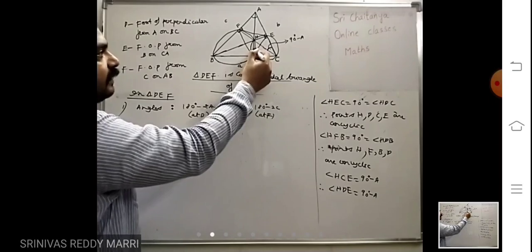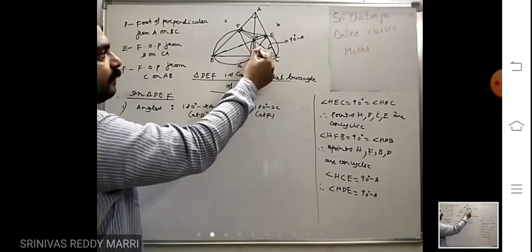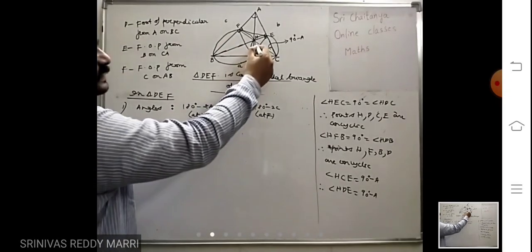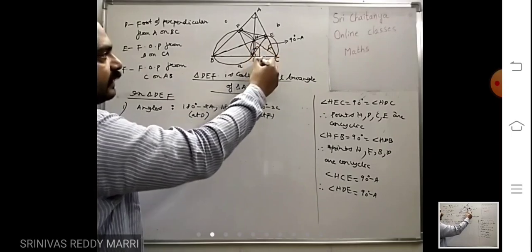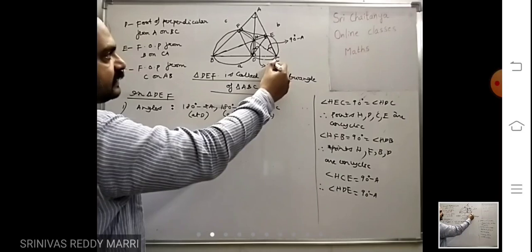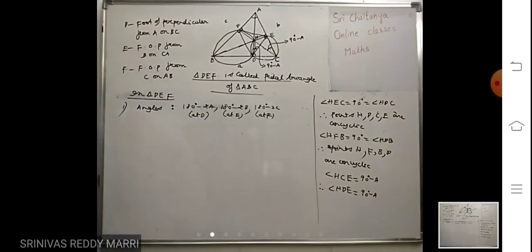I want to calculate angle D. One part I got here, this is 90 minus A. So look at this angle I am drawing here. This angle I am writing here is nothing but 90 degrees minus A. Any doubt regarding this?